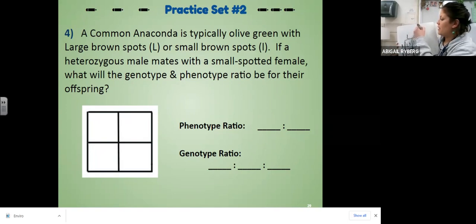And I put phenotype first. So my phenotype ratio, remember phenotype only has 2 options. They either have the dominant phenotype or the recessive. In this case, 2 individuals would be expected to have the dominant phenotype, so I'm going to put 2. And 2 would be expected to have the recessive. So the ratio would be 2 to 2.